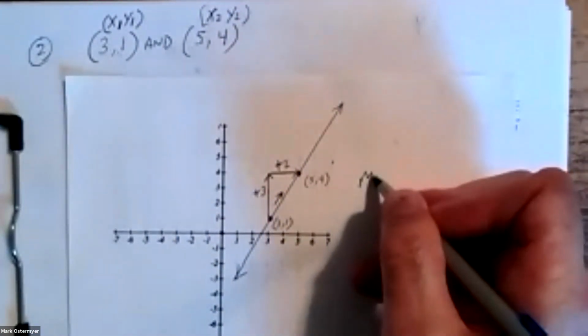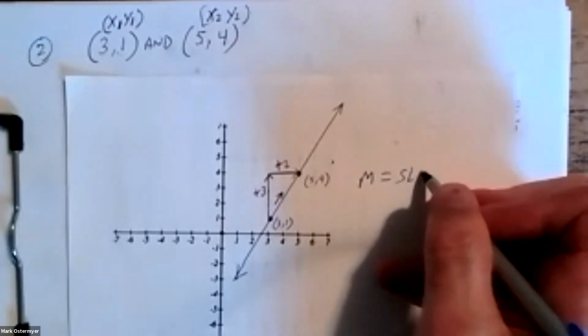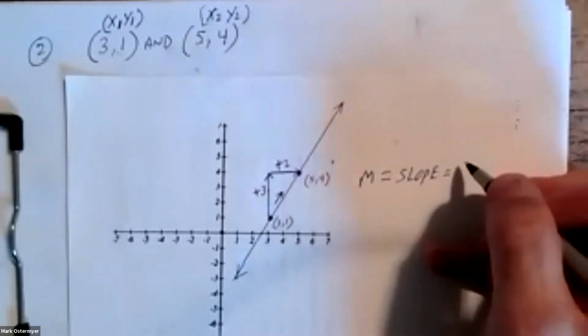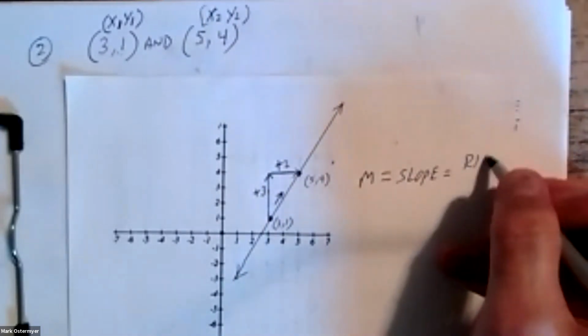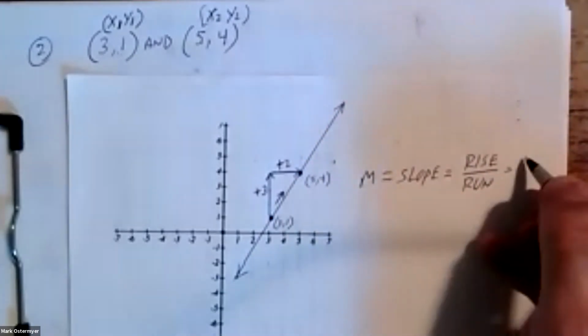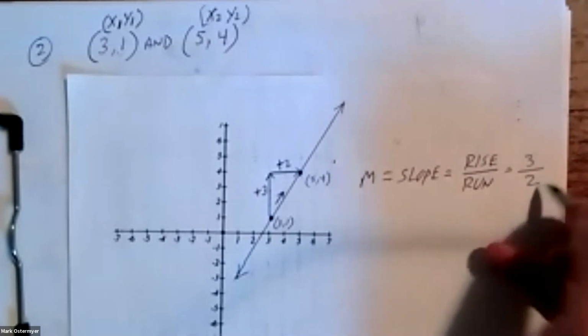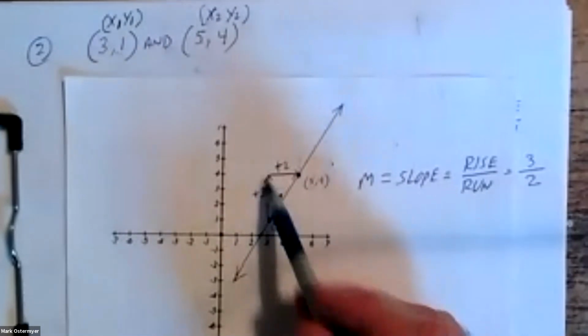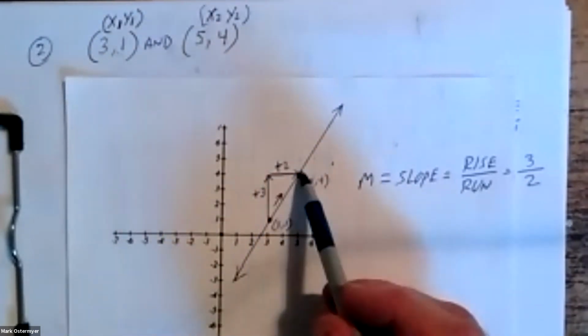For that reason, we say the slope of this line is equal to the ratio of rise over run, which is going to be 3 halves. So that would be the slope of our line, 3 halves, 3/2.